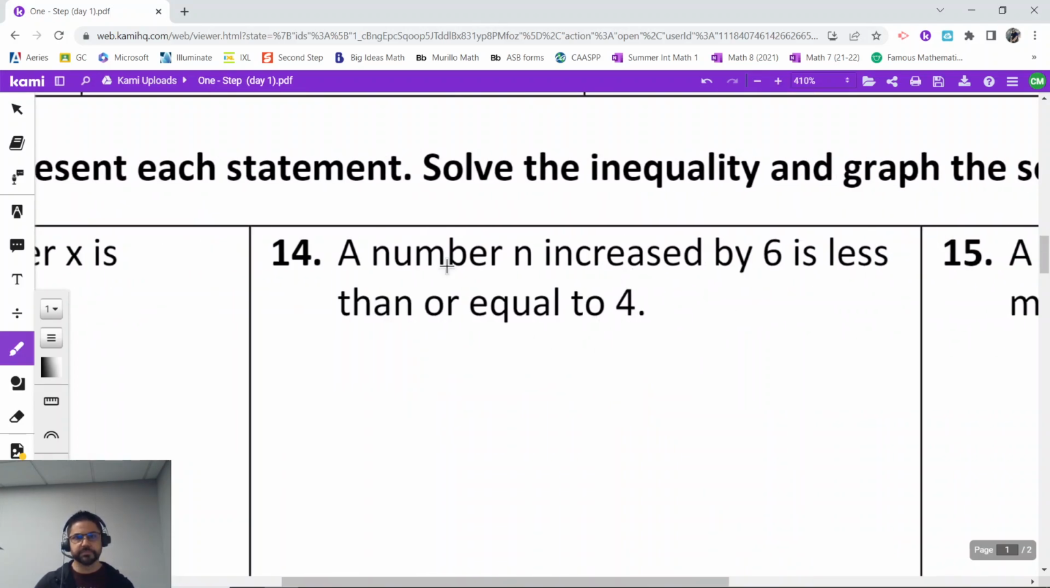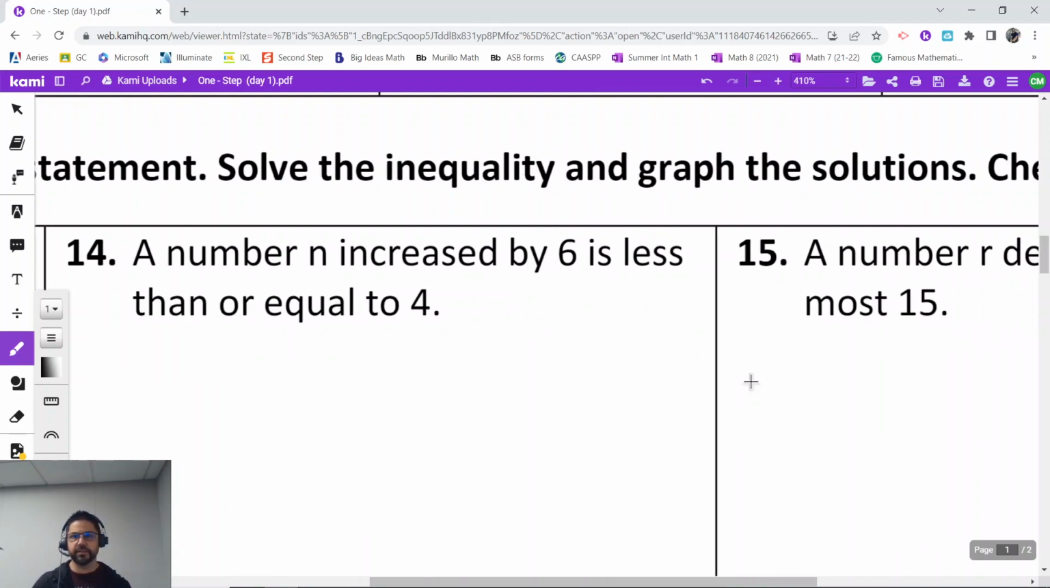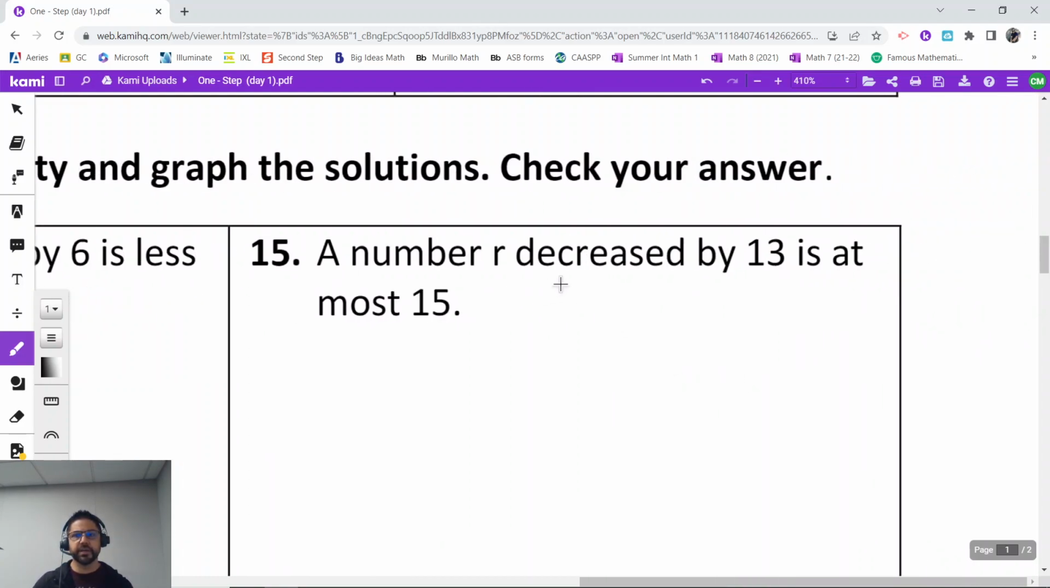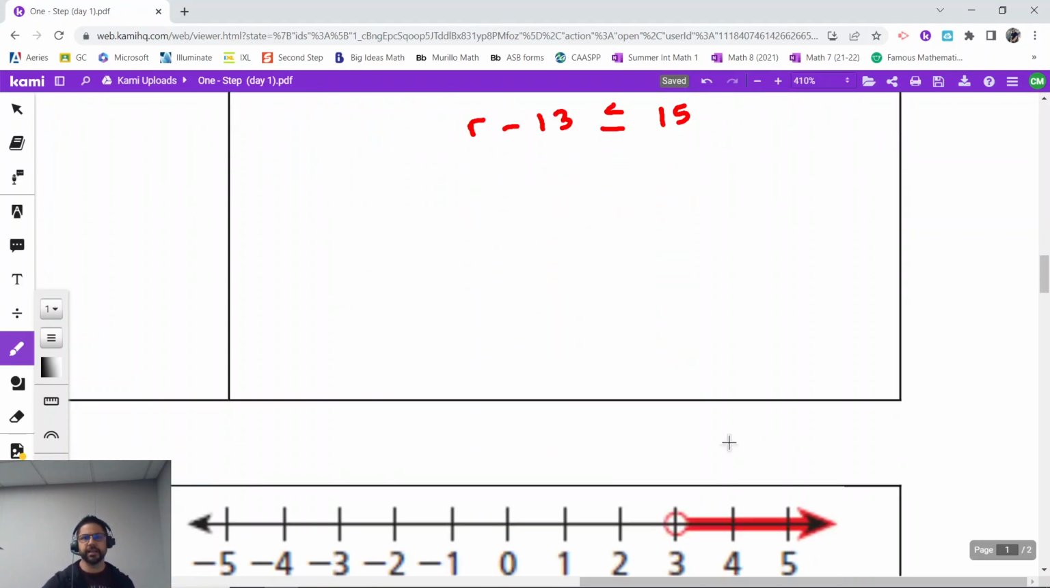That's pretty good. Number increased by 6. So that's just like on the notes. Number R decreased by 13. Now let's do this one real quick. So number R, so that's our variable R, decreased by 13. So for this one, it can just be written as R subtract 13. 15 over here is at most 15, which means it can be equal to the 15, but it cannot go over. It cannot be greater than 15, so it has to be less than or equal to 15. All right, for that one, I think you can solve it. Pretty basic. Go ahead and do that and quick graph.